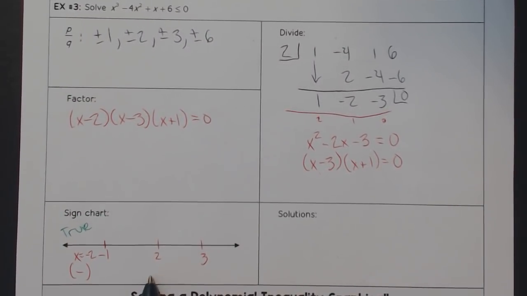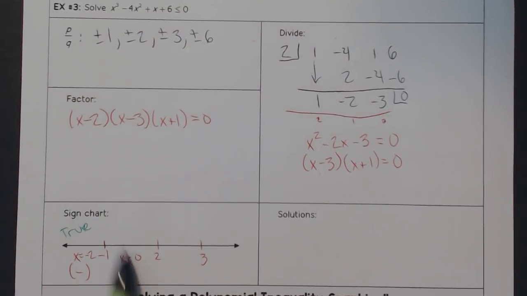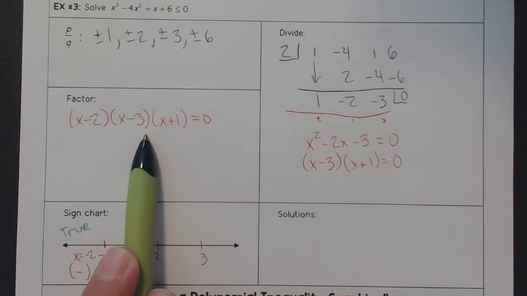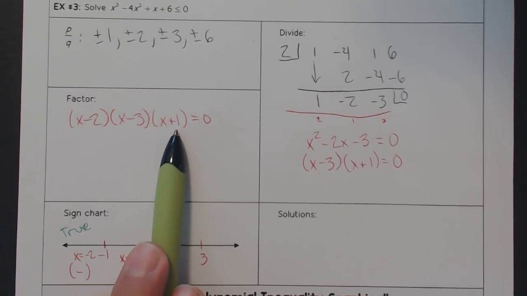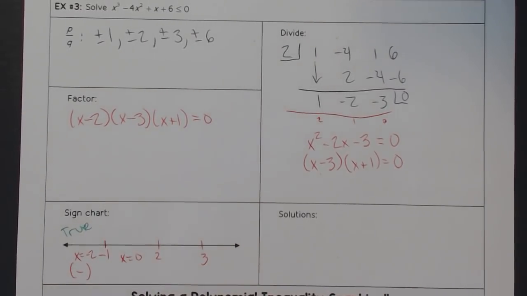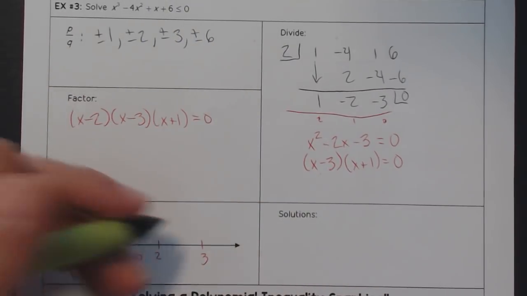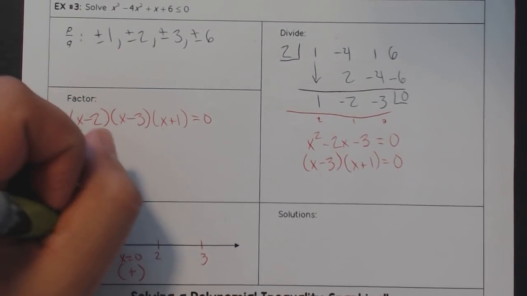So because it's true, this is part of my solution. But let's continue through here. Well, between -1 and 2, let's use x equals 0. I plug in 0. I'm going to have -2 times -3. That's going to be positive 6. Positive 6 times 1, that stays positive. I don't want a positive. Positive means that it's not less than 0. So then therefore I get a false statement. So we're going to put false here.